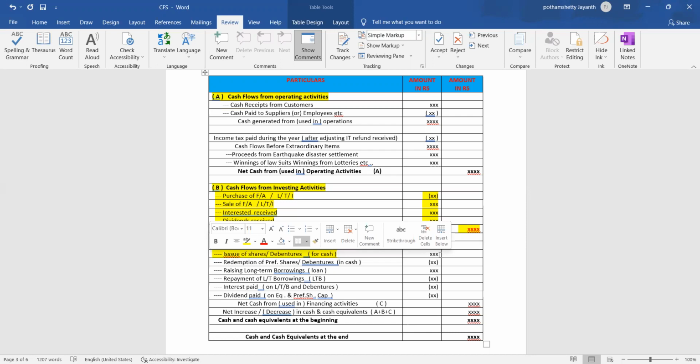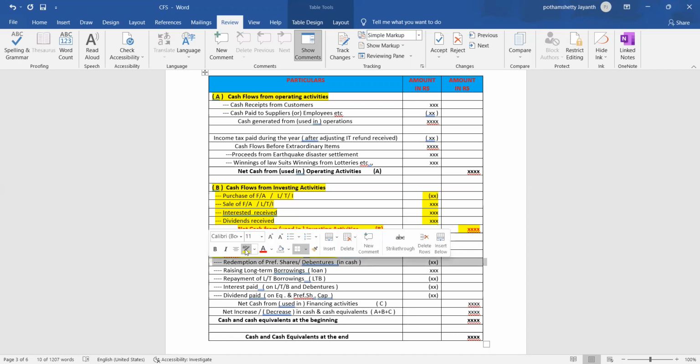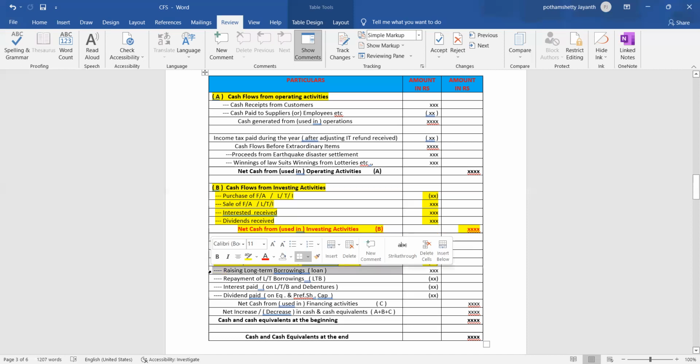So when you issue shares or debentures, if money is raised, that will come under financing activity. Redemption of preference shares or debentures is also a financing activity, and it is an outflow. You are repaying your debentures or preference shares, and raising a loan from a bank. Long-term loans from banks or financial institutions, this is also termed as what?